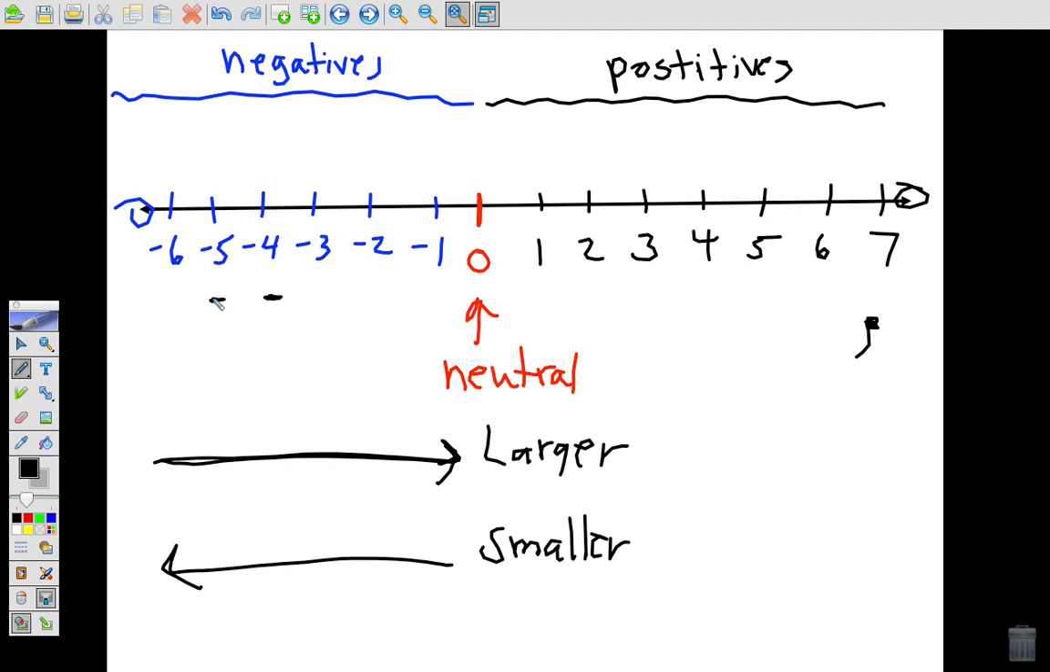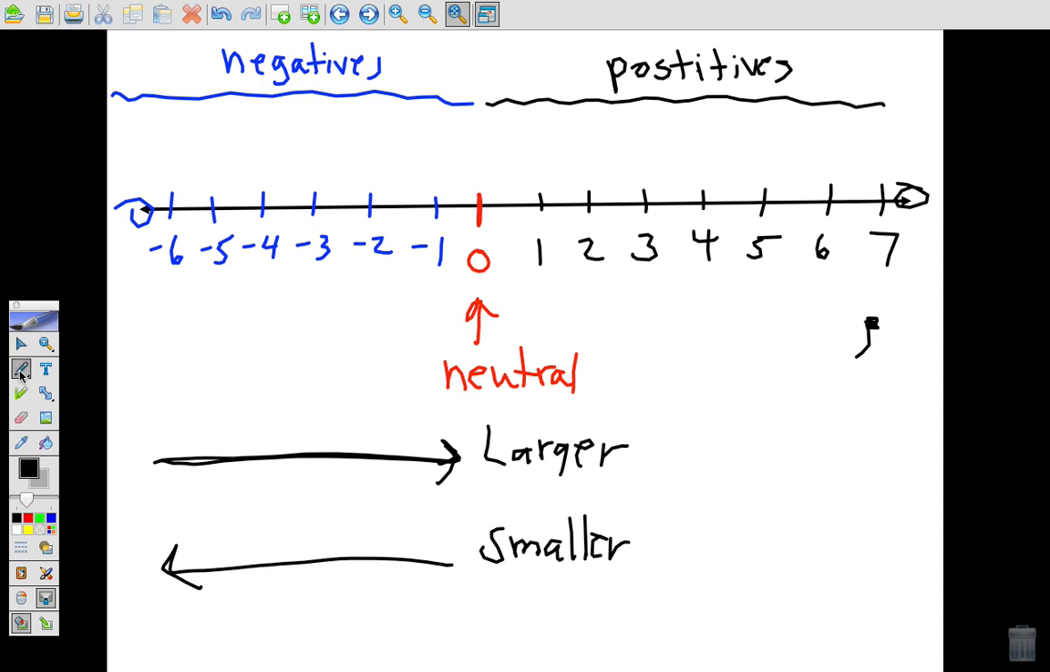A number that lies to the left of another one is smaller. So in other words, -5 lies to the left of -4, so -5 is smaller. Any number that lies to the left of another one is smaller. So my -5 is smaller than my -4. And I could use that same rule over here: my -3 is smaller than -2. Any number that lies to the left of another number is smaller.